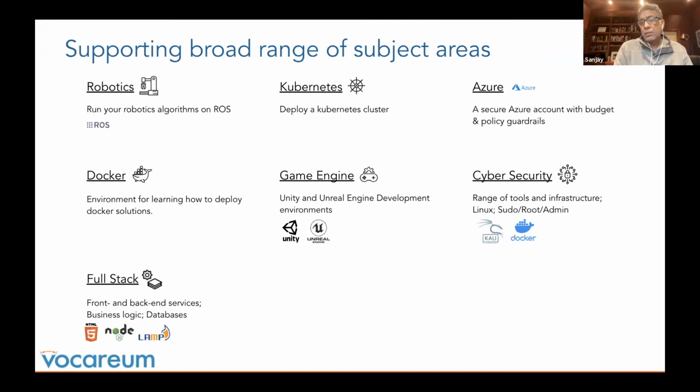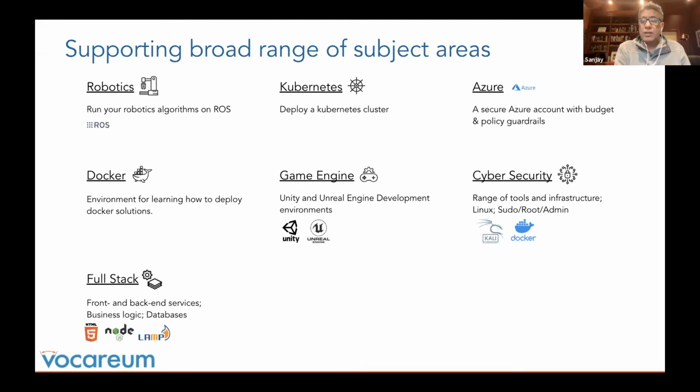Azure Lab is once again just like our AWS Lab, where you can give an account to a learner, which is fully managed and constrained by policies and budget. Docker administration is actually a lot like Kubernetes administration in terms of infrastructure. Game engine development, this is sort of new. We are delivering Unity and Unreal Engine development environments, and actually Unreal Engine is in beta, but Unity is right now in production. This is delivered through our containers.